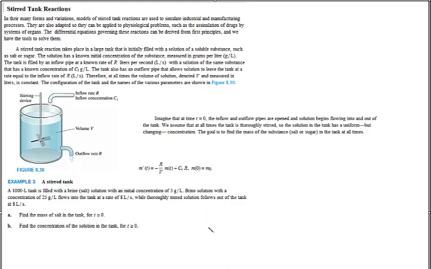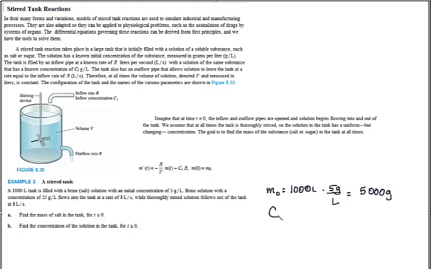So in example 3, they want us to find the mass of the salt in the tank at all times. What we've been given at first is that initial mass, and that initial mass is the fact that we have a 1,000 liter tank and our initial concentration of 5 grams per liter. So 5 grams per liter gives us 5,000 grams.